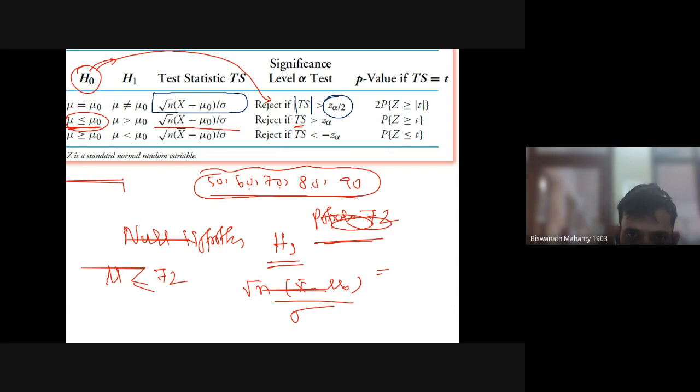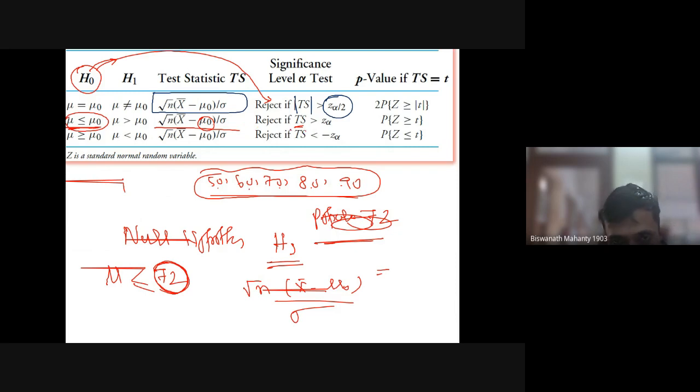I have this value, right? 1, 2, 3, 4, 5. 5 is the number n. Average is 70. Mu 0 is what I am testing with. What I am testing with is known as mu 0. So mu 0 is 72, divided by root n. I'll calculate it. That is called TS.